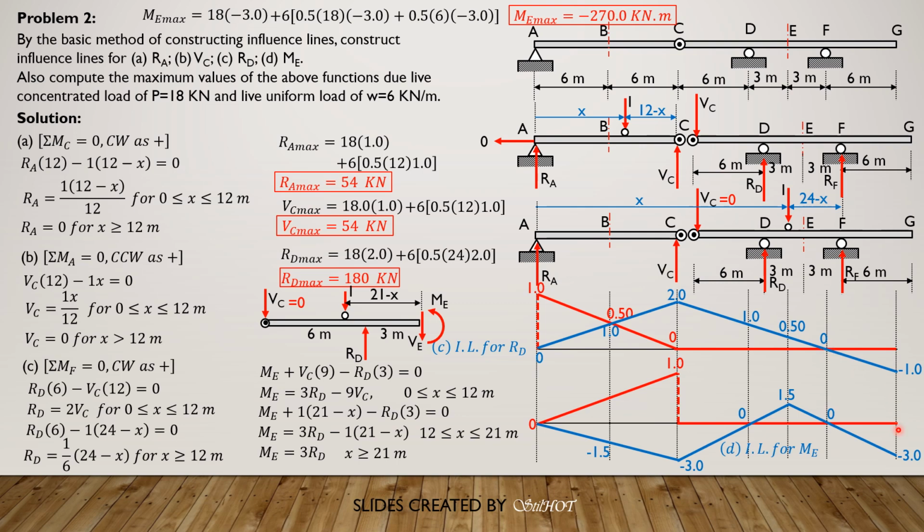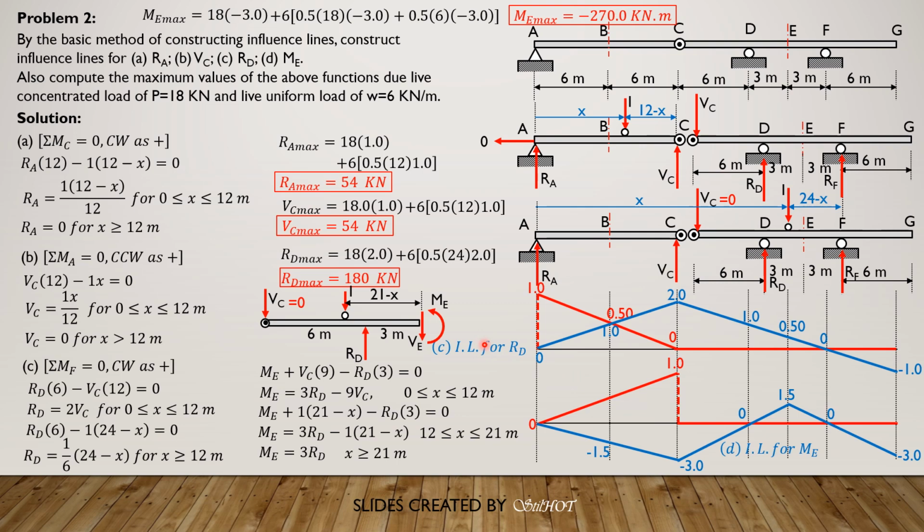When x is 30, RD is negative 1, so 3 times negative 1 is negative 3. So it's negative 3 here. So this is the influence line for R sub D. So we observe that the negative area is greater than the positive area.